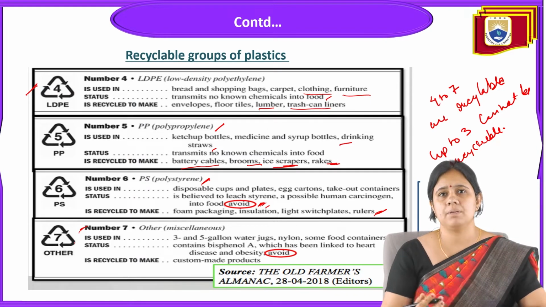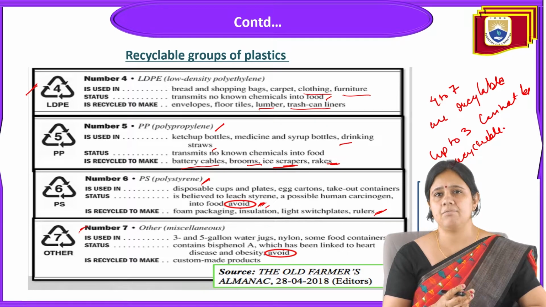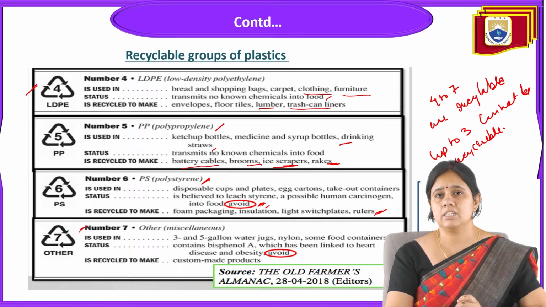Number 7 means other and miscellaneous. It is used in 3 and 5 gallon water jugs, nylons, and some food containers. Its status is that it contains bisphenol A, which has been linked to heart disease and obesity. So it should be avoided, and it is recycled to make custom made products.